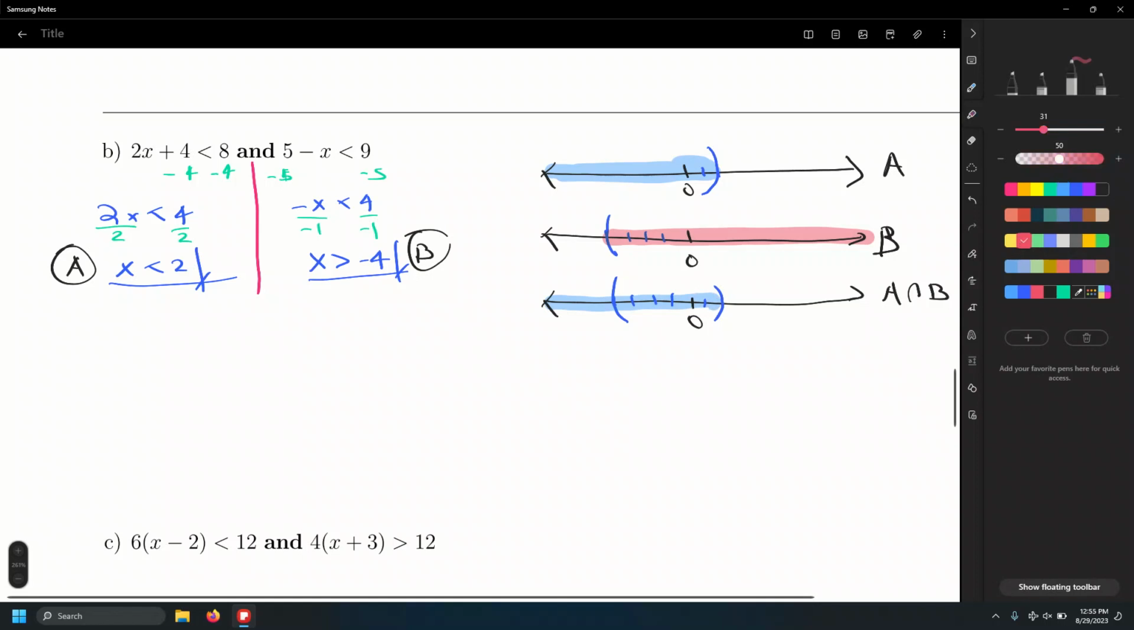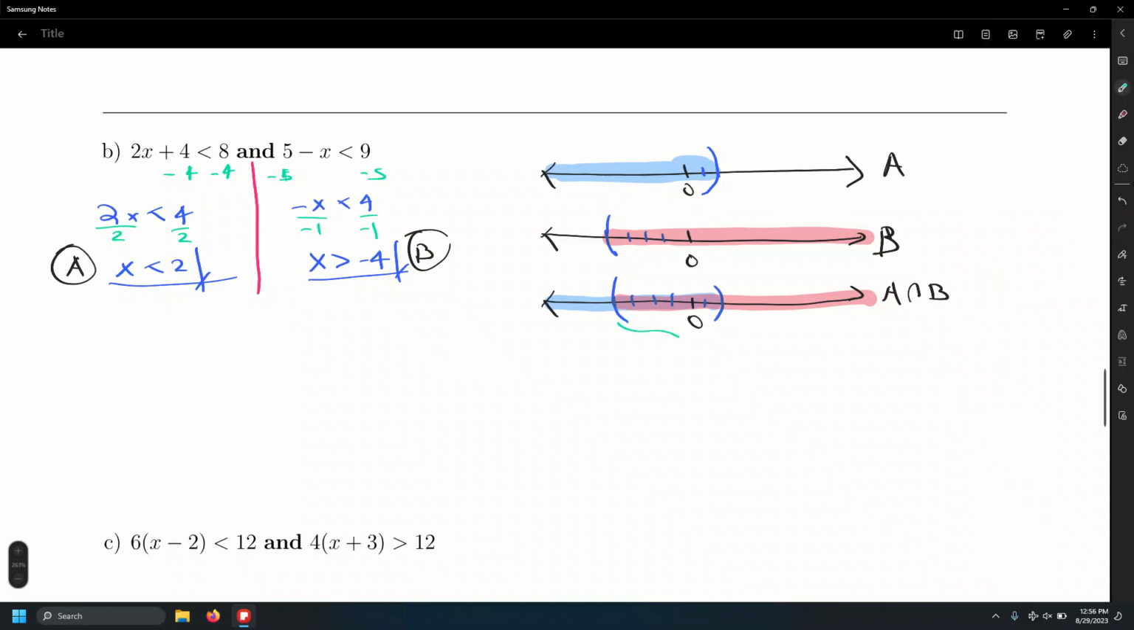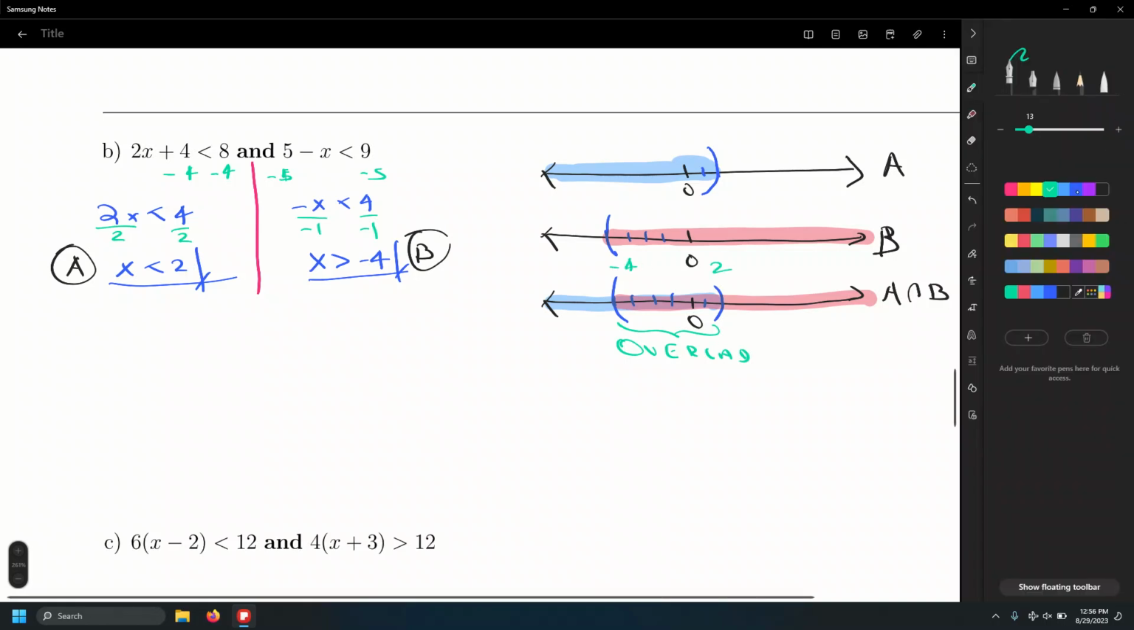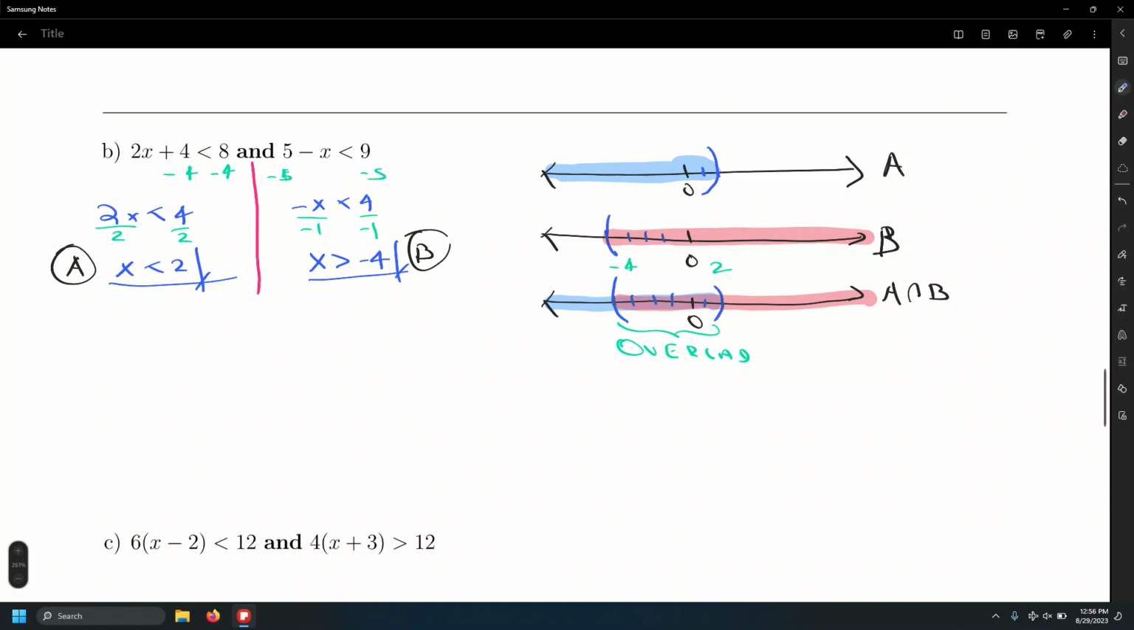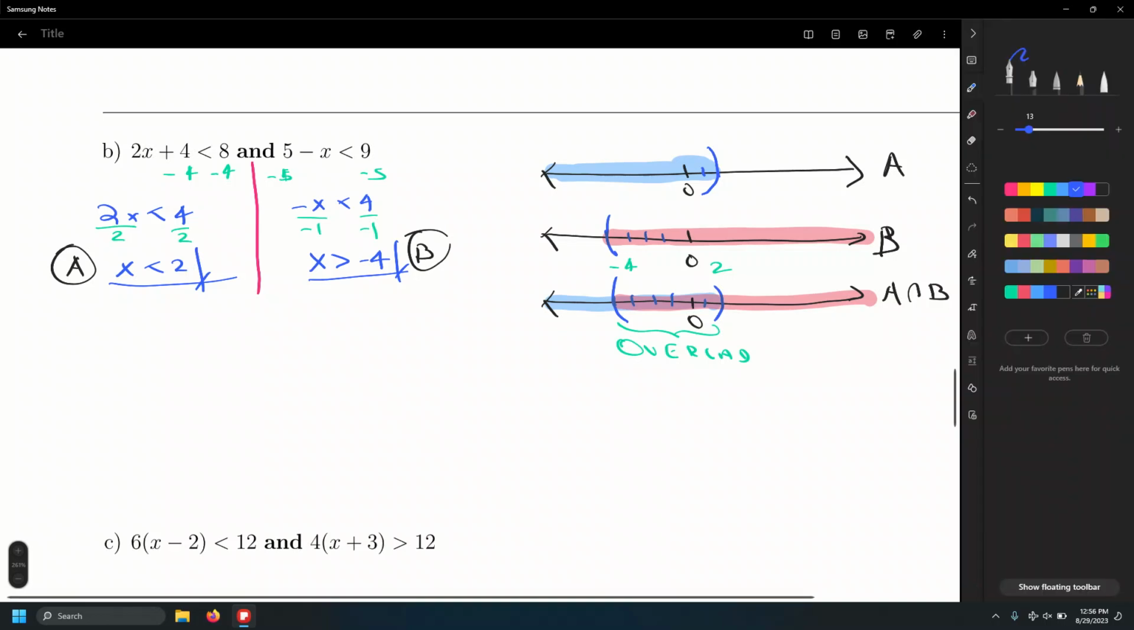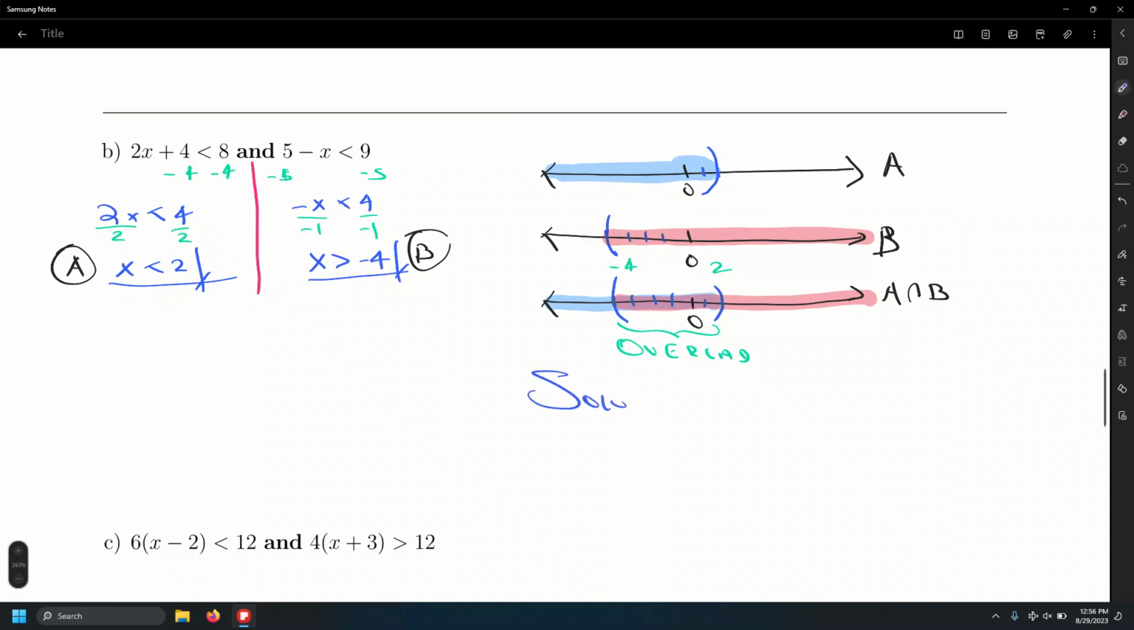And then this red towards the right. And again, we're looking for the intersection in this case. And the intersection looks like this, the overlap. And that is going to go between -4 and 2. And that's going to be our final answer. So from the visual here where the two colors overlap, that's going to be our solution using interval notation. That's going to be (-4, 2).